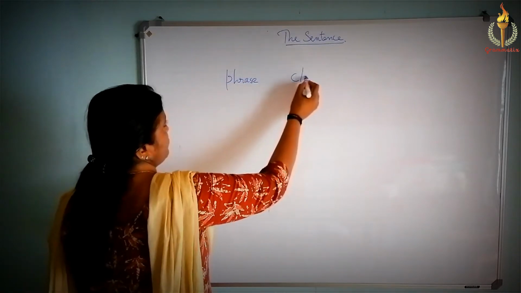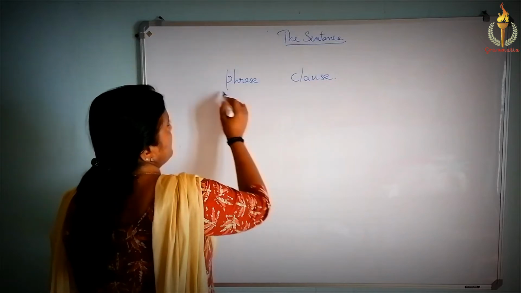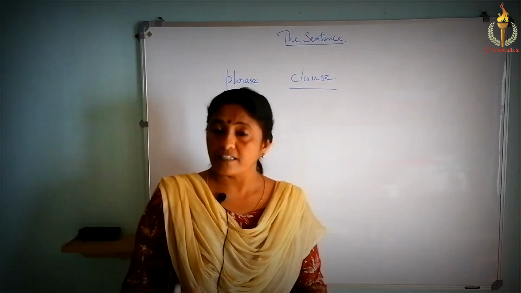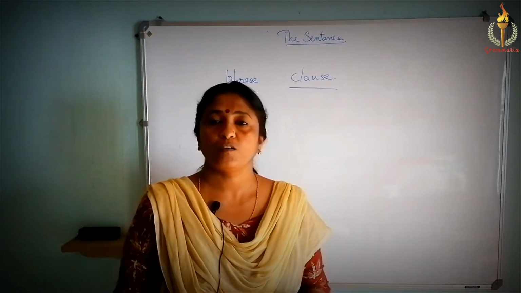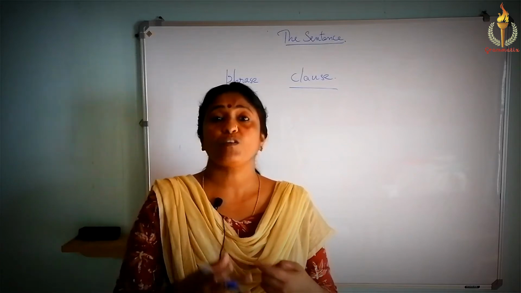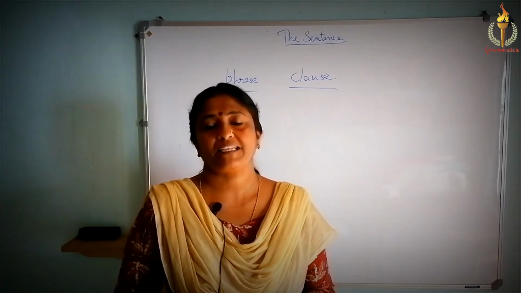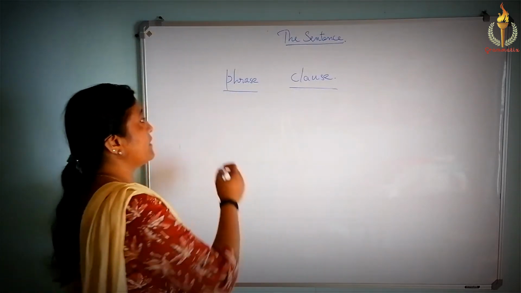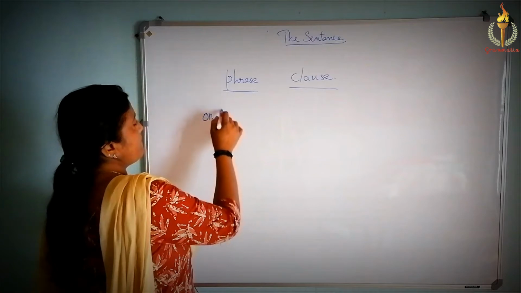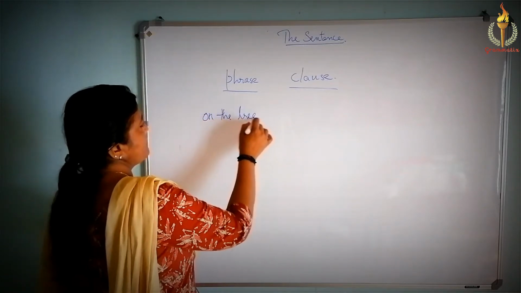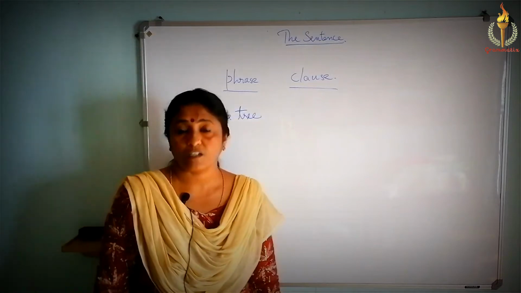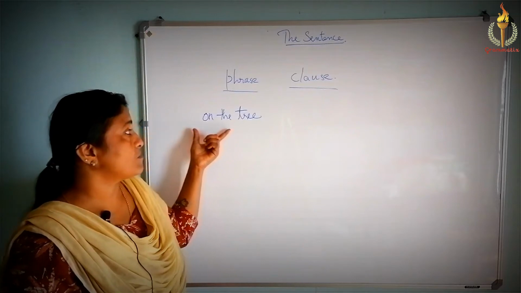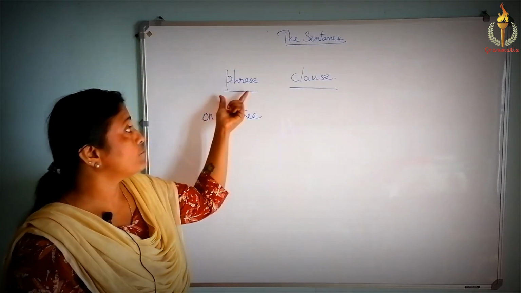What is a phrase and what is a clause? Now, phrases are a group of words. A phrase, what do you mean by phrase? A group of words which doesn't give you complete sense, but a little bit of sense it makes. Such a group of words is called a phrase. For example, you can write on the tree. So this is a phrase, a group of words which has a little bit of sense and doesn't make complete sense. So that type of group of words is called a phrase.